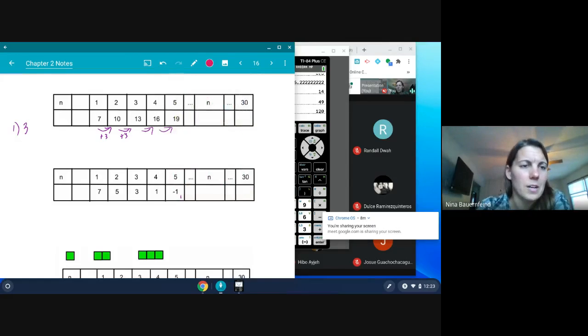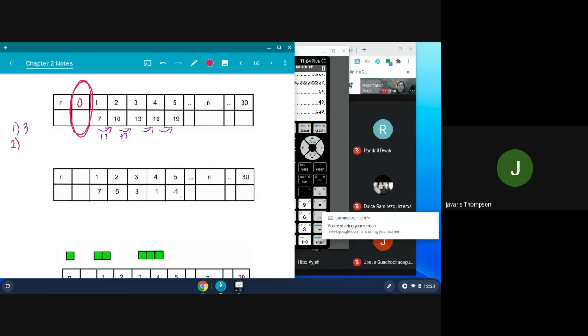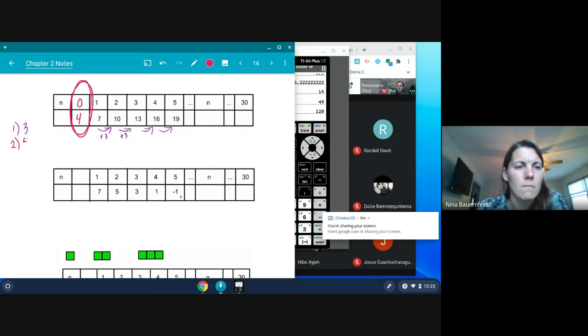Second step is to find the 0 term. So 5, 4, 3, 2, 1, 0. What's going to be in this box? 4. Put those together into an equation. So we get 3n plus 4.